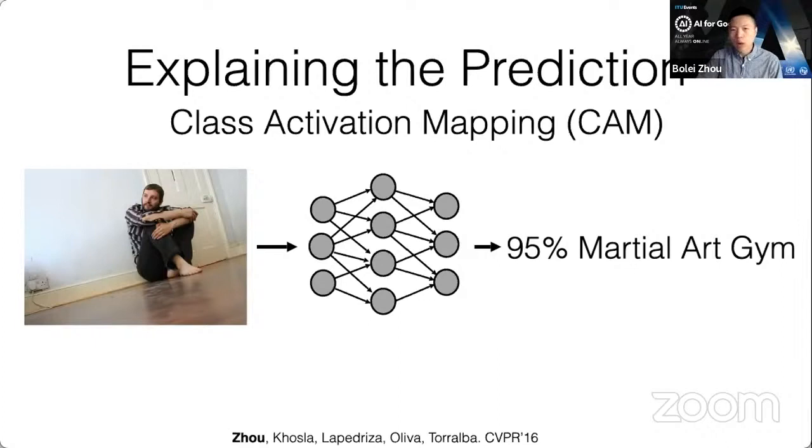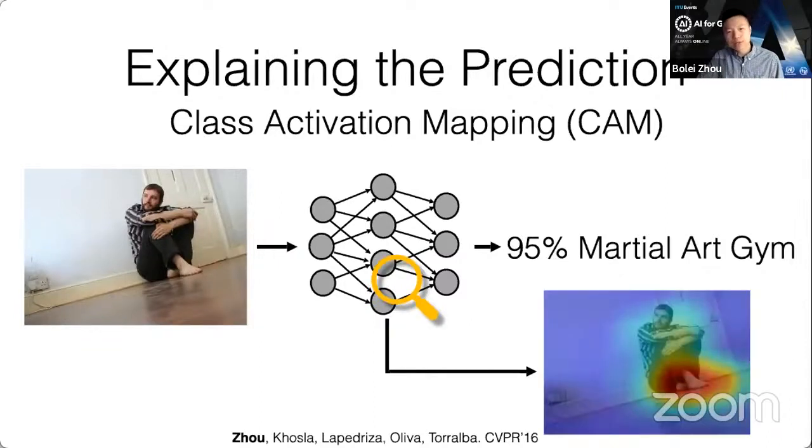It's a very widely used method to interpret the predictions given by the network. What this method does is look into the internal activations of the neural network, then generate a heat map to highlight the regions most relevant to the prediction. For this particular example, you can see it's actually the bare feet that make the model give this prediction: martial art gym. That makes sense, because in a martial art gym, people usually don't wear shoes. So this model just picks up this bias information to provide this prediction.